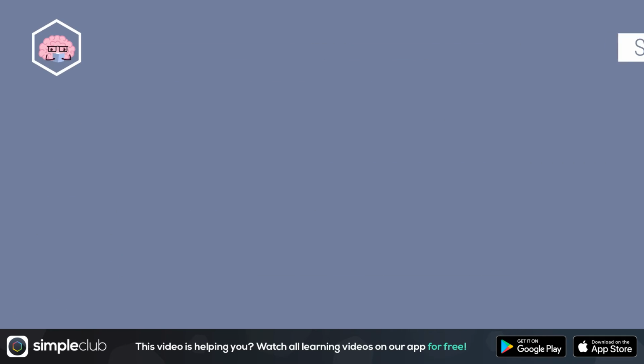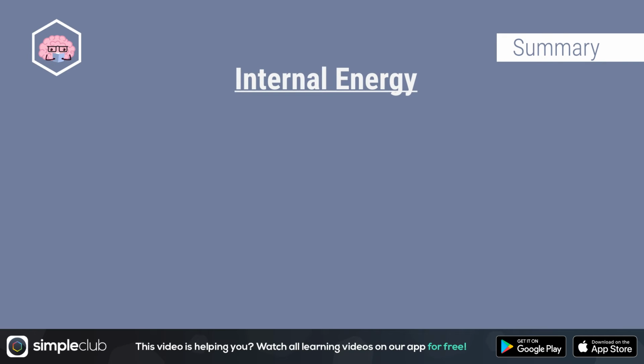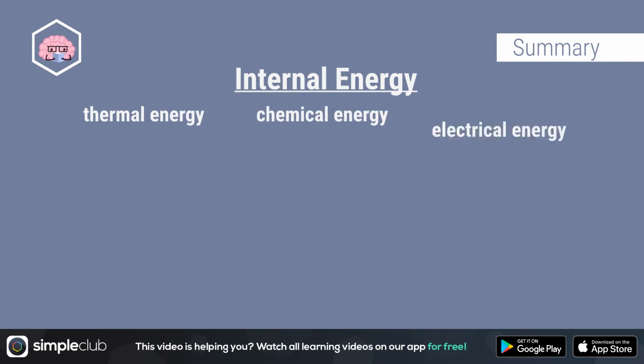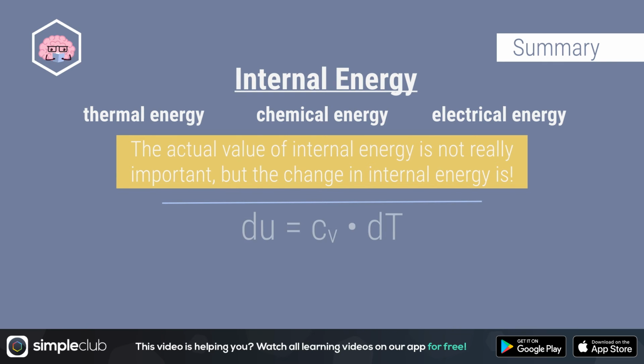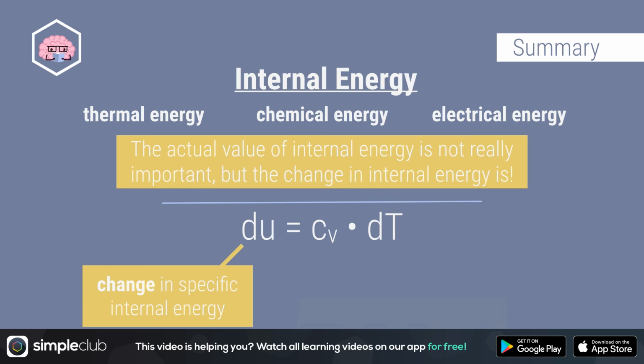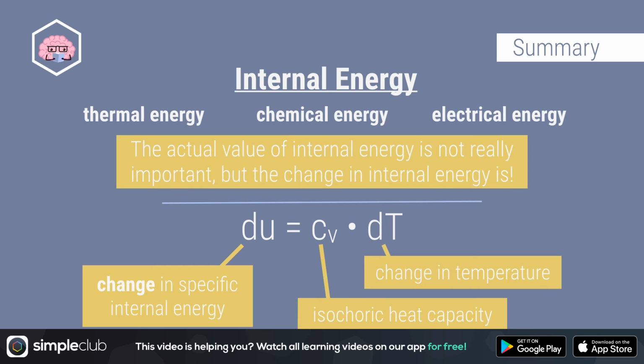So let's go ahead and sum this all up. The internal energy of a substance is essentially made up of three parts: thermal energy, chemical energy, and electrical energy. The one that we're most concerned with is thermal energy, but we're also not all that interested in getting an actual value for internal energy. What we really want to know is how much it changes. And finally, here's the formula for determining the change in the specific internal energy of an ideal gas. What this tells us is that the internal energy depends on the temperature.